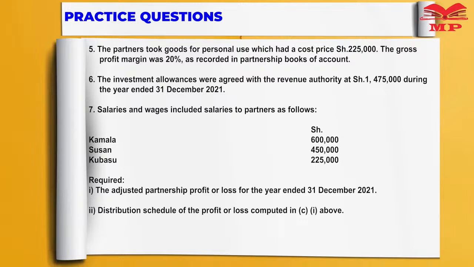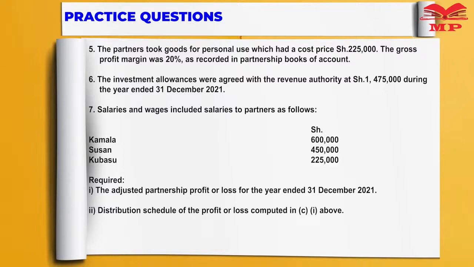Number 5. The partners took goods for personal use which had a cost price of 225,000. The gross profit margin was 20% as recorded in the partnership books of account. The investment allowance was agreed with the Revenue Authority at 1,475,000 during the year ending 31st December 2021. Salaries and wages included salaries to the partners as follows: Kamara, Susan, Kubasu. So we are required to have the adjusted partnership profit or loss for that year and the distribution schedule of the profit or loss computed in C1 above.